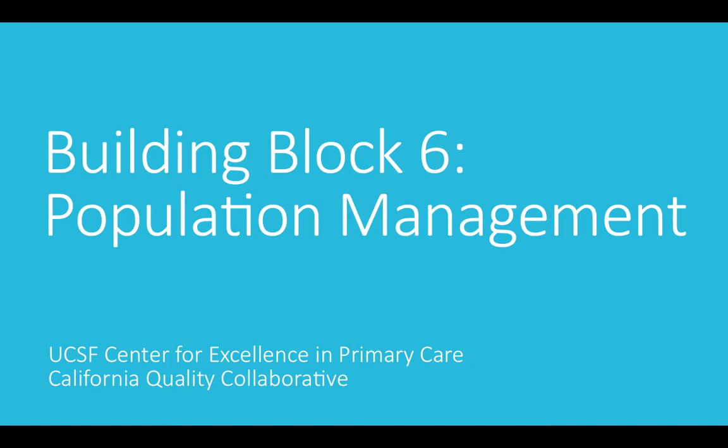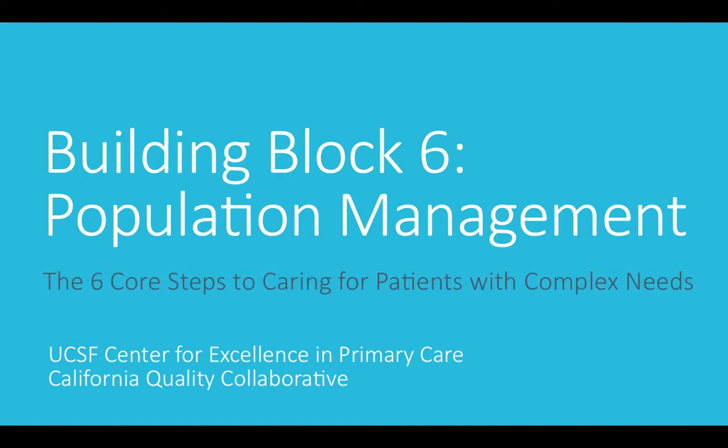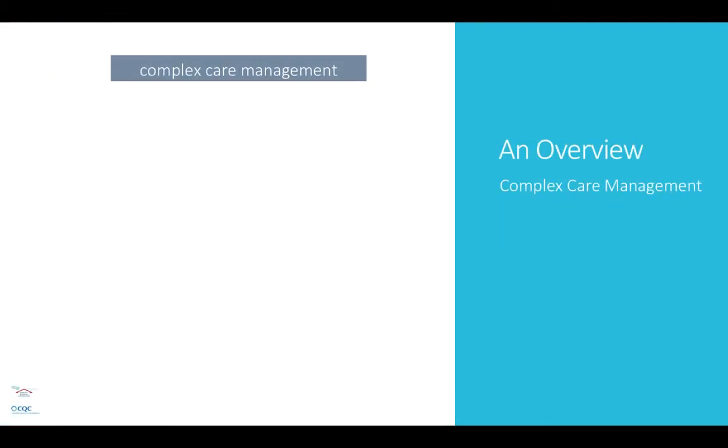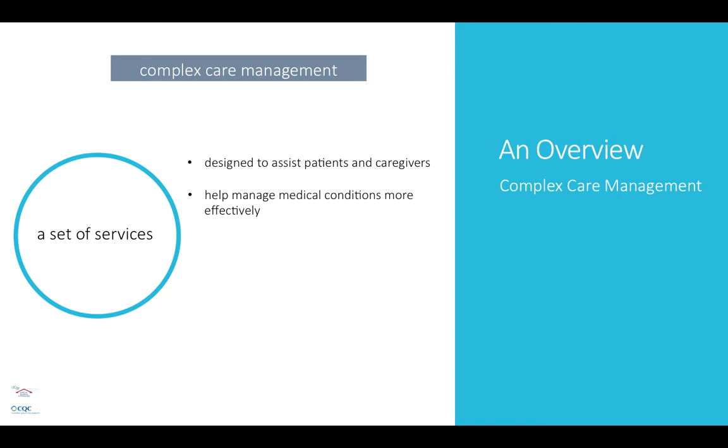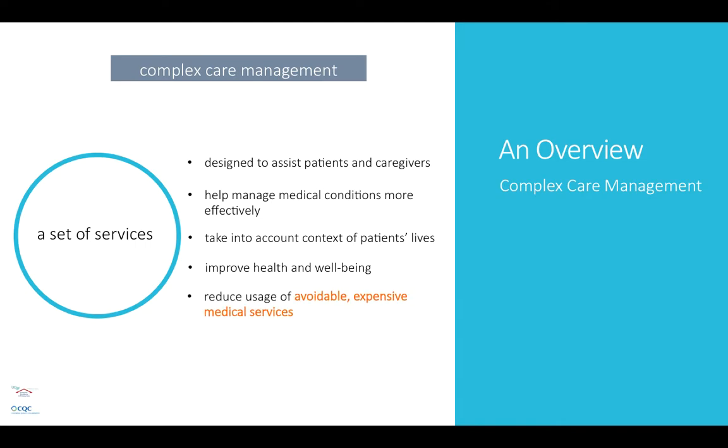Building Block 6, Population Management, the 6 core steps to caring for patients with complex needs. Complex care management is a set of services designed to assist patients and their caregivers in managing medical conditions more effectively in the complex context of their lives. The aim of complex care management is to improve patients' health and well-being and reduce usage of avoidable, expensive medical services, which are indicators of inadequate care for patients with complex needs.